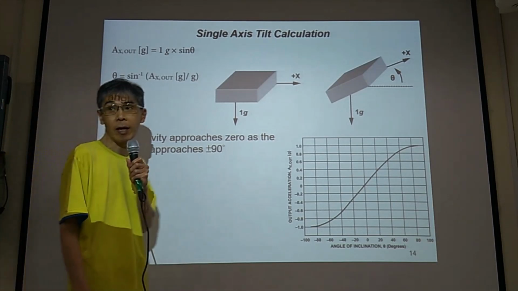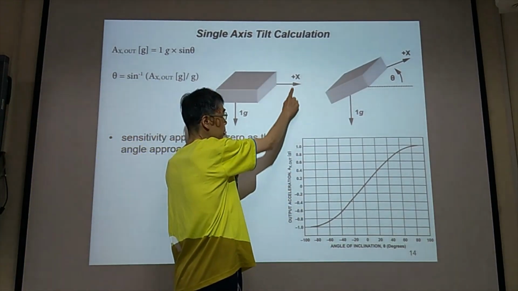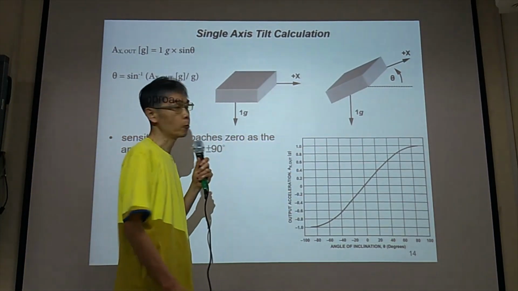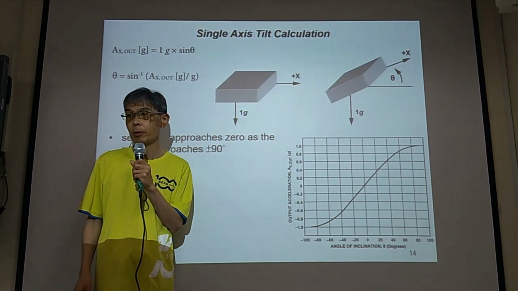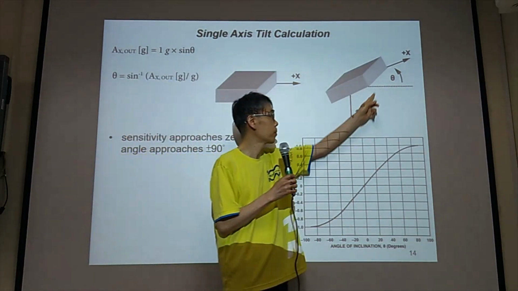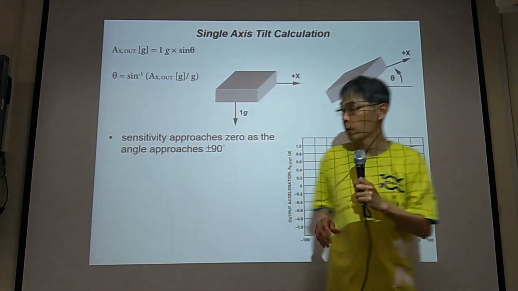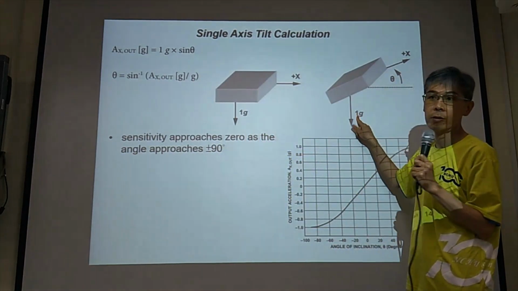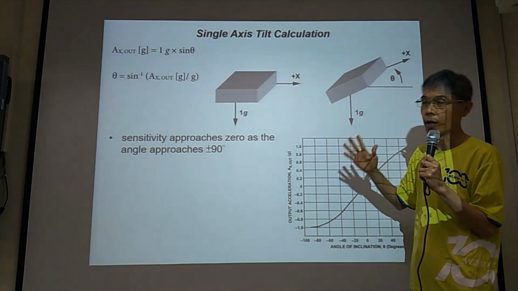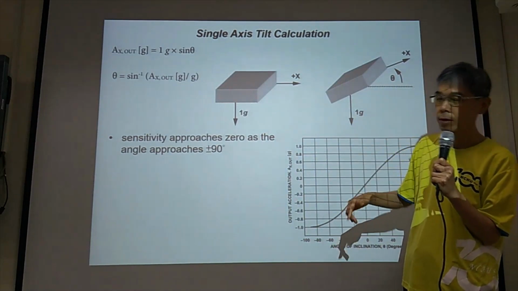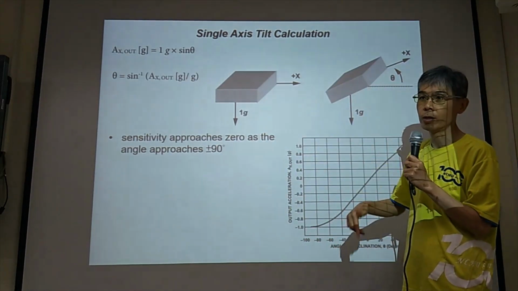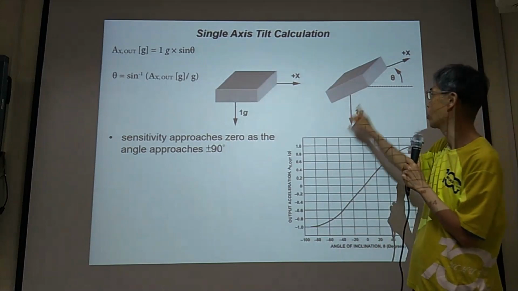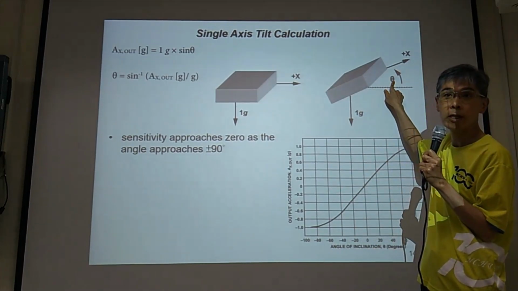Okay, this is the accelerometer, x-axis. So now we rotate the accelerometer by angle theta. But the gravity is the same. I rotate this way, gravity this way. I stand this way, gravity this way. Doesn't matter. So now I want to measure the angle theta.